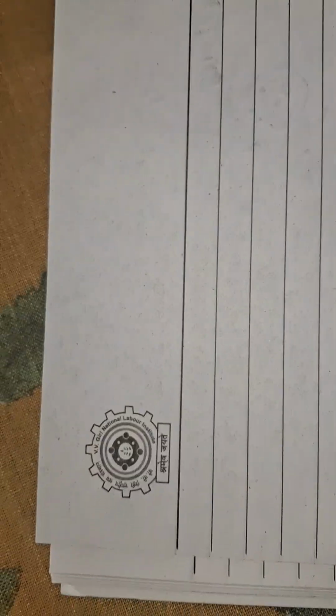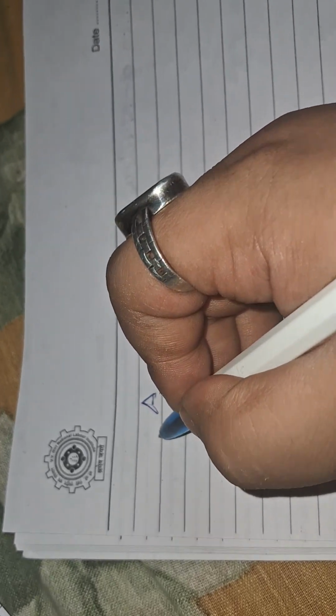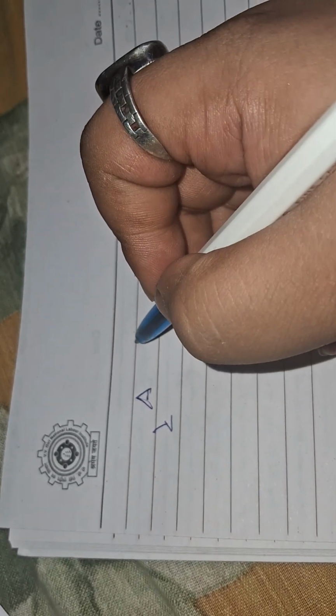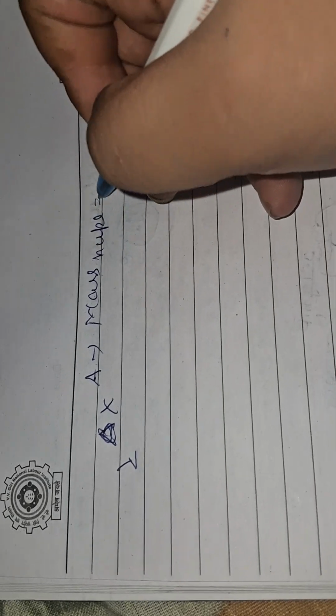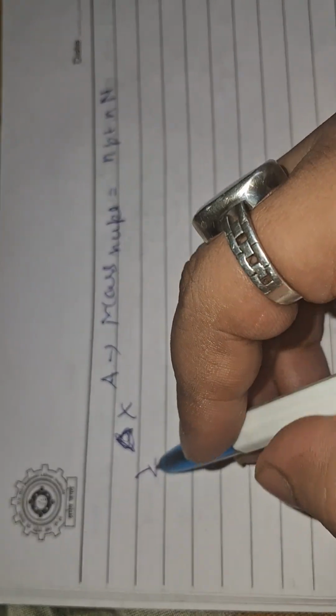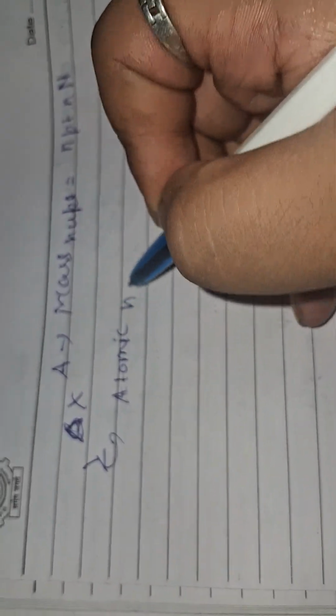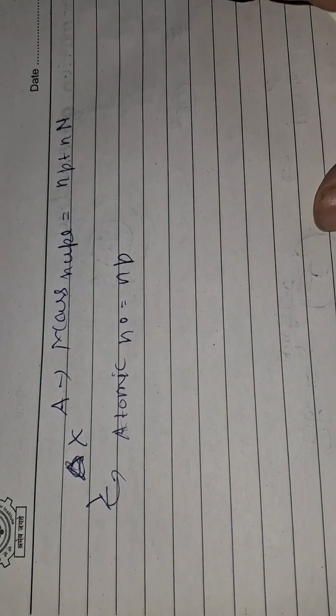As I told you, in the notation X with A and Z, A is the mass number, which is equal to the number of protons plus the number of neutrons, and Z is the atomic number, which equals the number of protons.